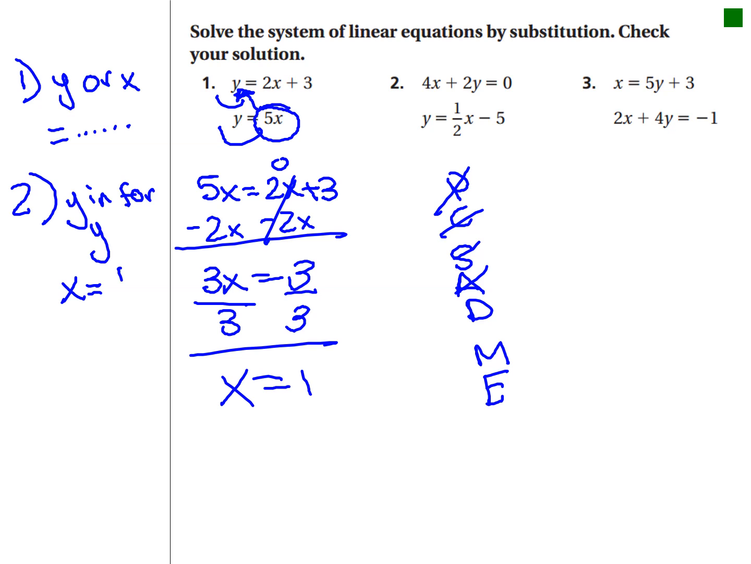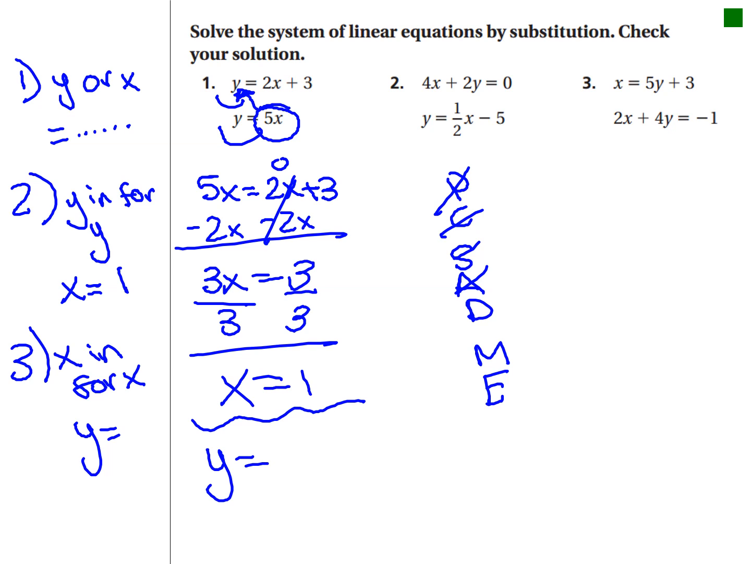Alright, x equals 1. Now for our last step, we're going to plug x in for x to find y. Out of these 2 equations, equation 1 and equation 2, which one looks the easiest to plug x into? Equation 2, because it has one operation. Solve for y. Y equals 5 times 1, because x is 1. 5 times 1 is 5. Y equals 5.